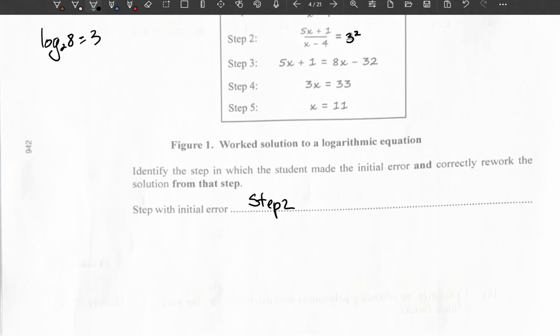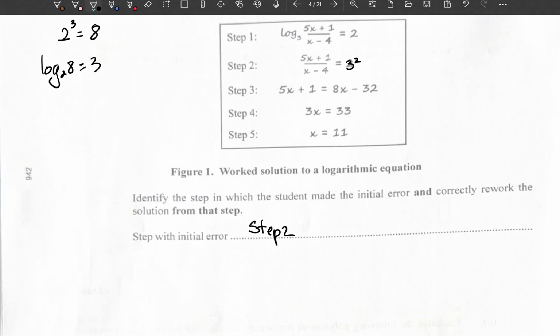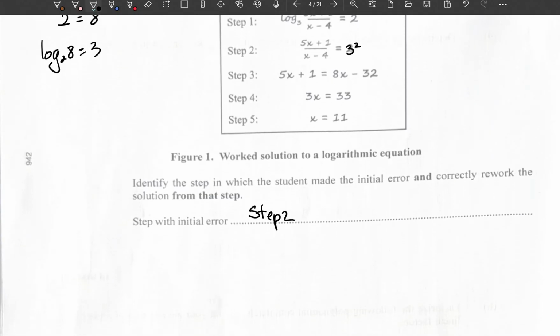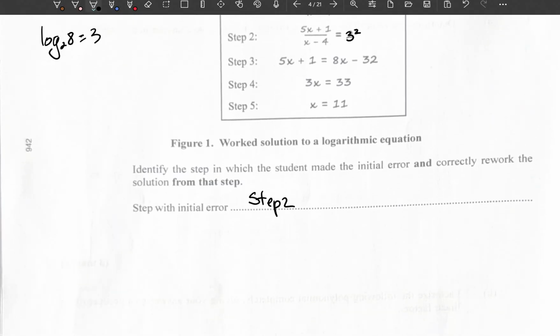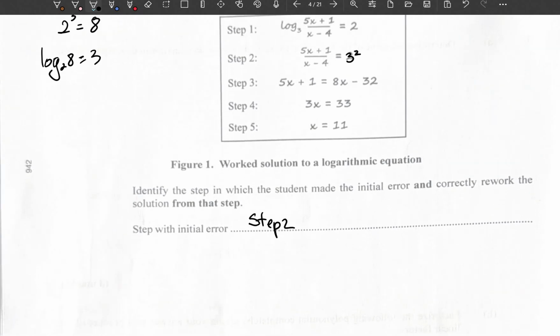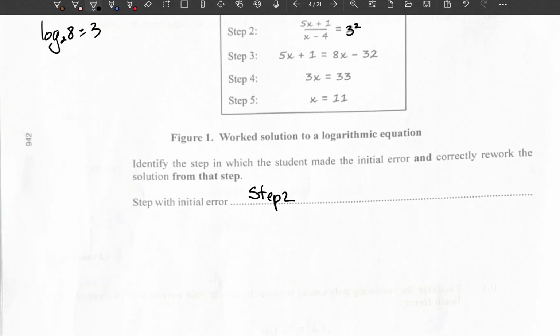And then they want us to correctly rework the solution from that step. Okay, so what's going to happen here is instead of having 2 cubed, which is 8, we multiply this x minus 4 by 8, we're going to have x minus 4 multiplied by 3 squared, which is 9. So from step 3, I'll rewrite step 2. So that'll be 5x plus 1 divided by x minus 4. This is equal to 9.